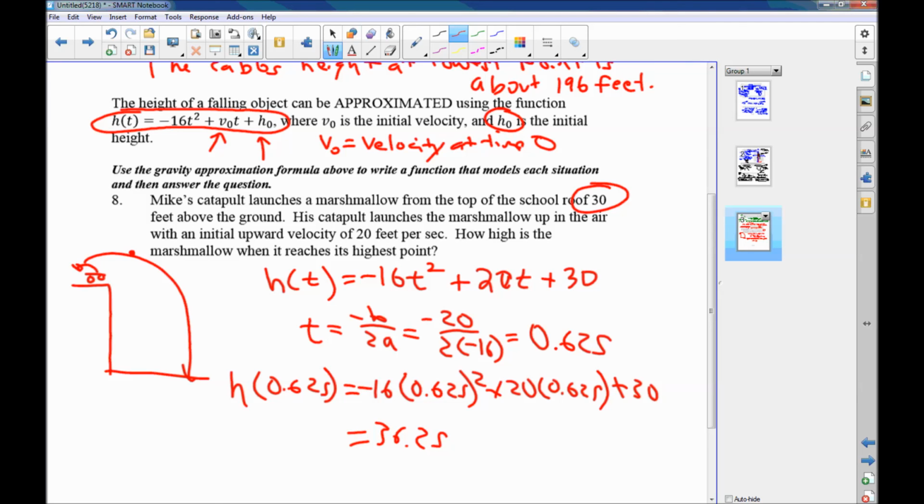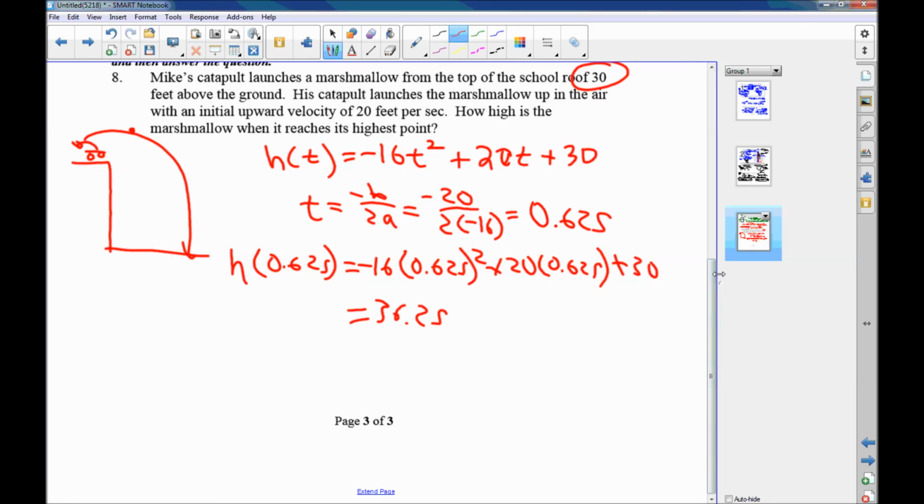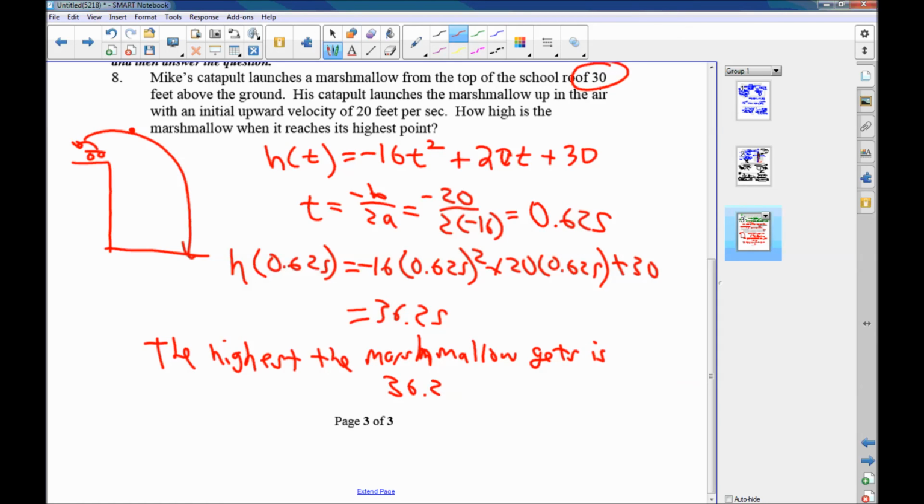All right, so we just need a sentence here. How high is the marshmallow at its highest point? The highest the marshmallow gets is 36.25 feet.